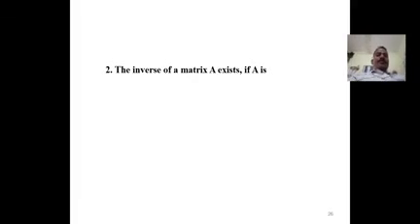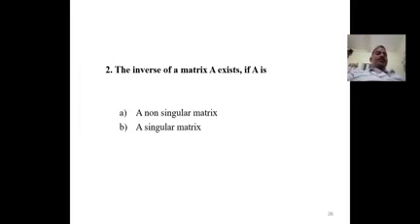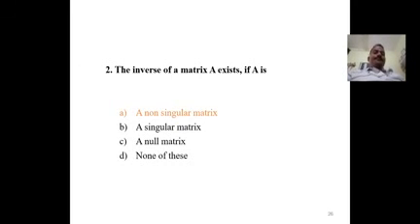Now the second problem: the inverse of the matrix A exists if A is a non-singular matrix, that is the determinant of A is non-zero. So the first option, A is a non-singular matrix, is the correct option. A is a singular matrix, this is the wrong option. A is a null matrix, this is the wrong option. None of these, so the first one is the correct option.